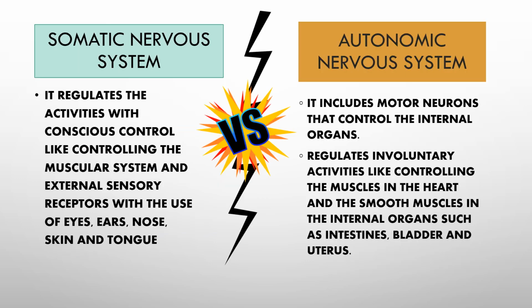Somatic nervous system. It regulates the activities with conscious control, like controlling the muscular system and external sensory receptors with the use of our eyes, ears, nose, skin, and tongue. Autonomic nervous system includes motor neurons that control the internal organs. It regulates involuntary activities like controlling the muscles in the heart and the smooth muscles in the internal organs such as our intestines, bladder, and uterus.